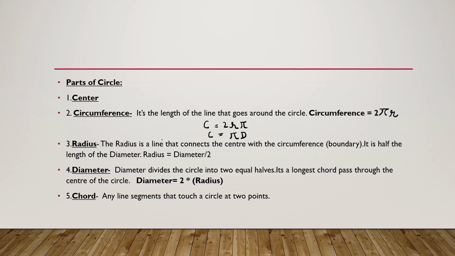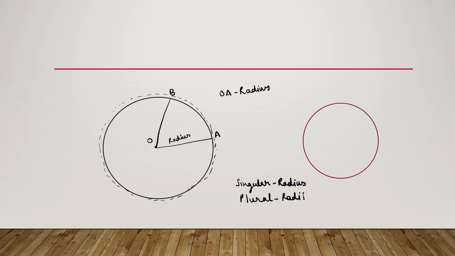So the next term is radius. The radius is a line that connects the center with the circumference. It is half the length of the diameter, and the formula for calculating the radius is radius equal to diameter divided by 2. Just now I told you OA is the radius, OB is the radius of the circle.